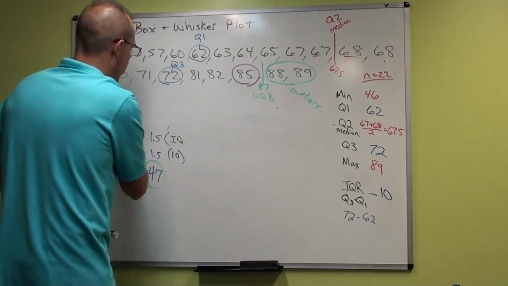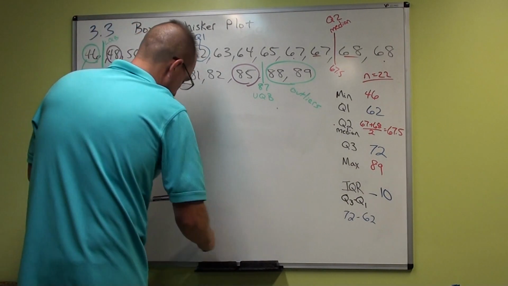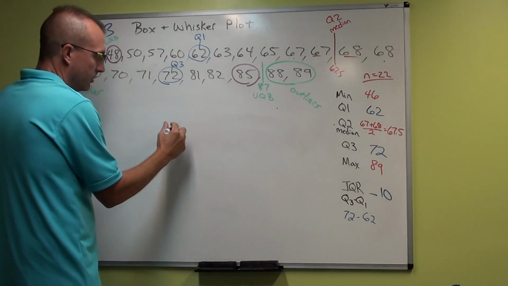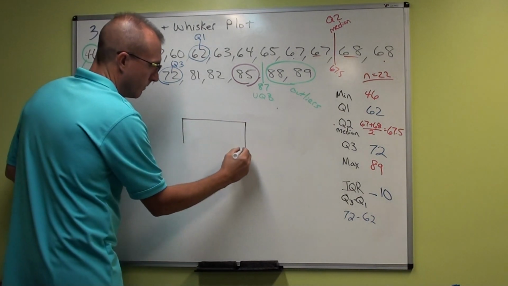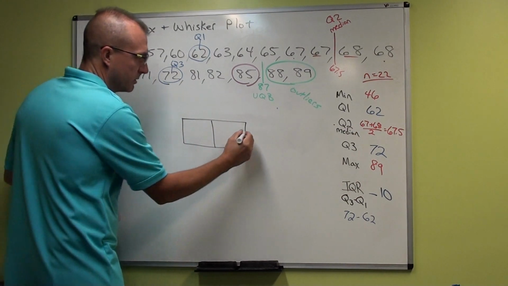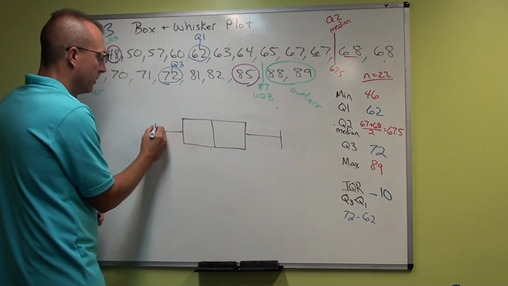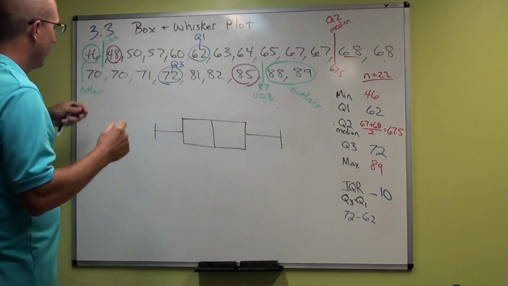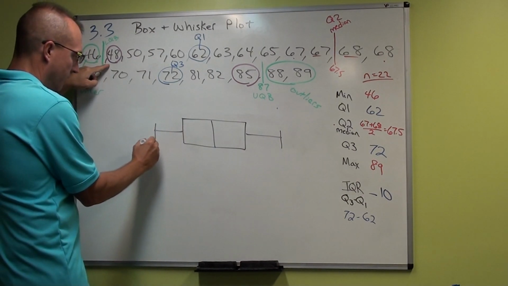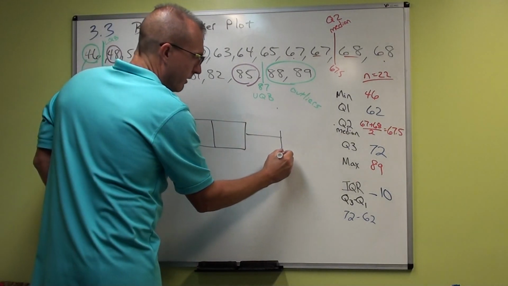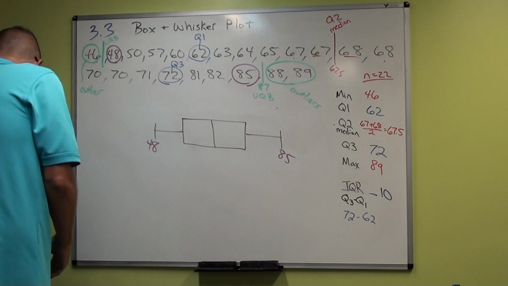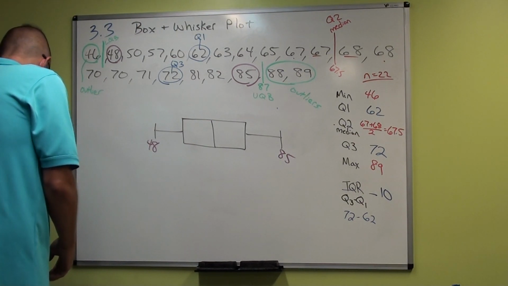So we get rid of this. Draw our box and whisker. So we draw a box. Go like this. Put your whisker on one side, whisker on the other side. Now we know we just did our whiskers, right? We have 48. And we have 85. There are our whiskers. That's done. Alright?